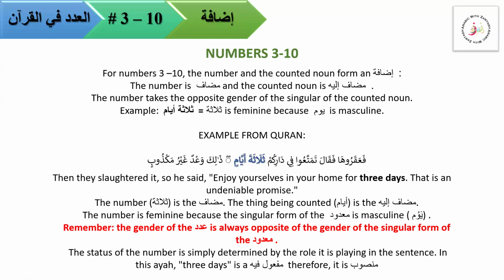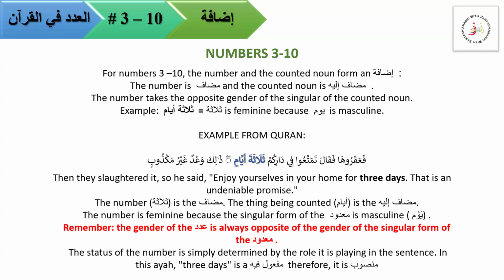Let's see an example to make this clear, and this is how it is used in the Quran. فَعَقَرُوهَا فَقَالَ تَمَتَّعُوا فِي دَارِكُمْ ثَلَاثَةَ أَيَّامٍ ذَلِكَ وَعْدٌ غَيْرُ مَكْذُوبٍ. Then they slaughtered it. So he said, enjoy yourselves in your home for 3 days. ثَلَاثَةَ أَيَّامٍ. That is an undeniable promise.